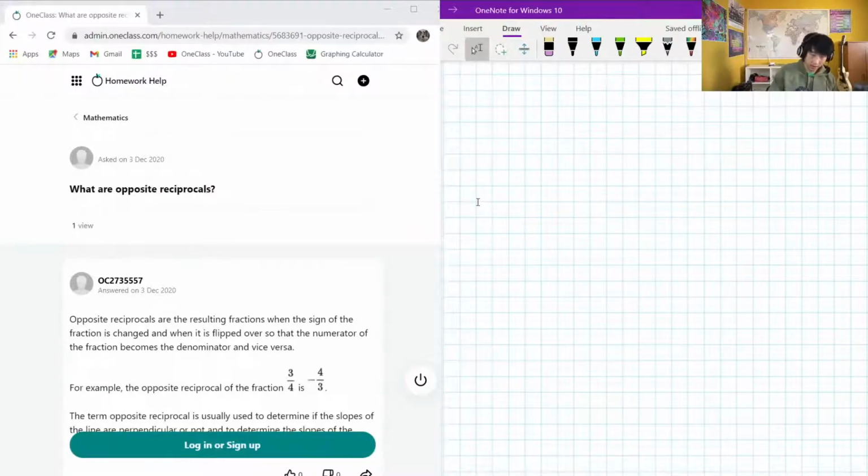Okay, so here is the next question that we have on the menu today. It is asking us, what is an opposite reciprocal?